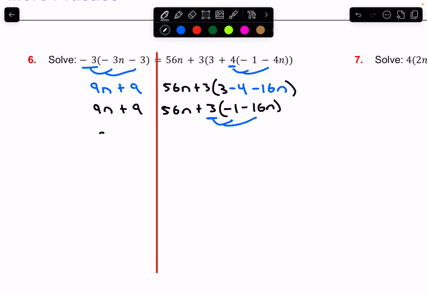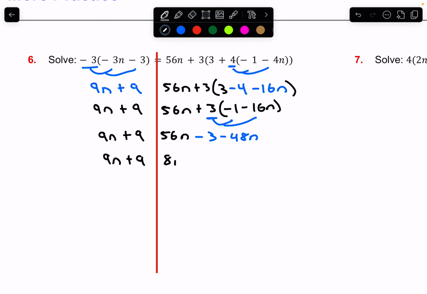So on the left side, I'm still going to have 9n plus 9. And on the right side, I'm going to have 56n plus, and then when I do this distribution, I notice that I'm going to do 3 times negative 1 to get negative 3. So that addition symbol I wrote, I actually don't need. I'm going to put negative 3 there. And 3 times negative 16 is going to be negative 48, and there's an n on that one. Okay, now we can still do a little bit more simplification. The 9n plus 9 stays the same. But on the right side, 56n minus 48n is going to give me positive 8n, and I still have that minus 3 there.